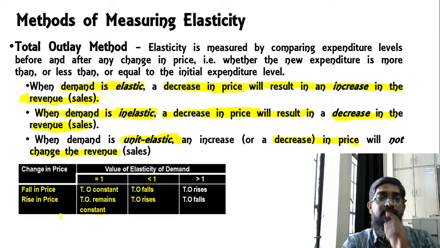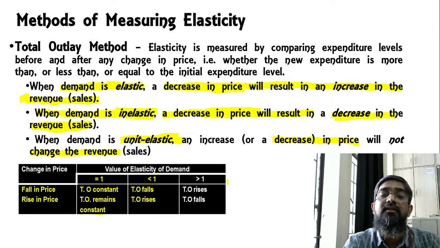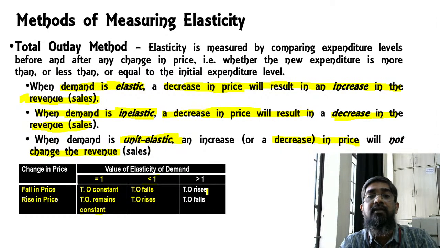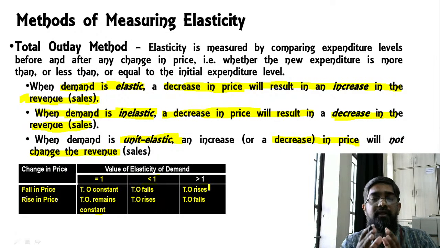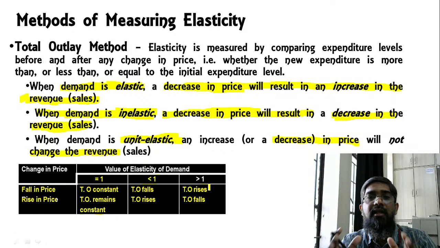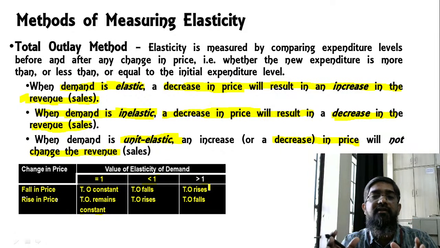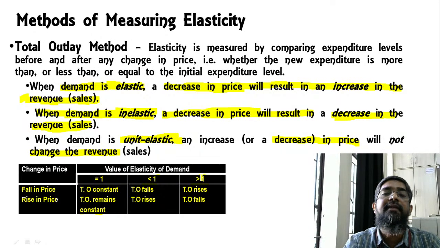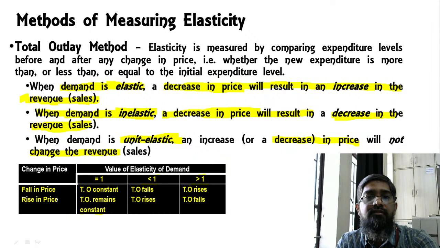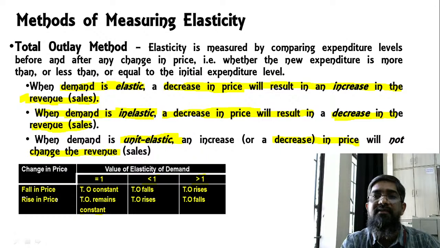But if there is a fall in price but total outlay rises, it is going opposite. There is a fall in price, outlay is rising, and if there is a rise in price then outlay is falling. That means it is moving in the opposite direction. So when price and total outlay, or total expenditure, or total revenue move in opposite direction, elasticity will be greater than 1. Okay students, I hope you have understood these methods of measuring elasticity.